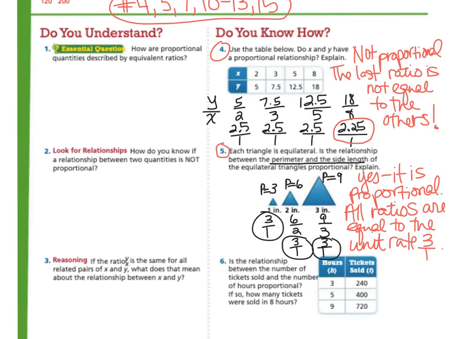Number 5. In this question, the relationship between perimeter and side length is proportional. Each of those ratios is equal to the unit rate of 3:1, which means you do have a proportional relationship between perimeter and side length.